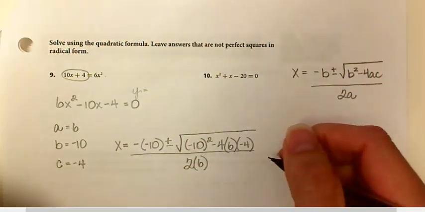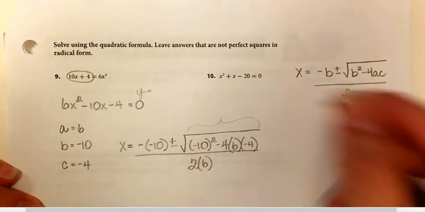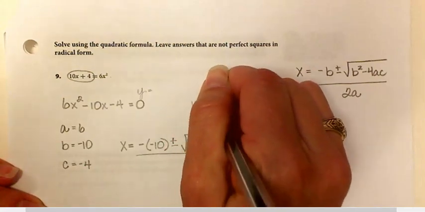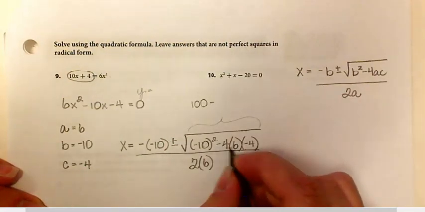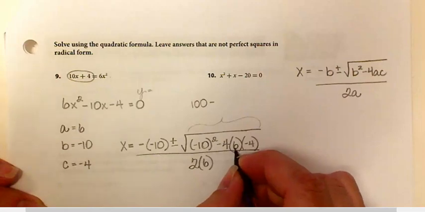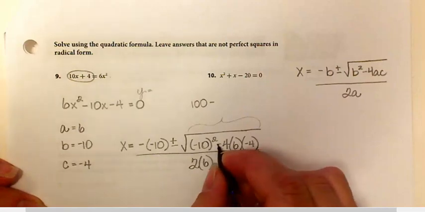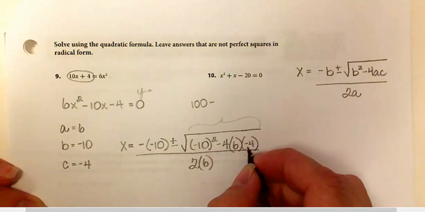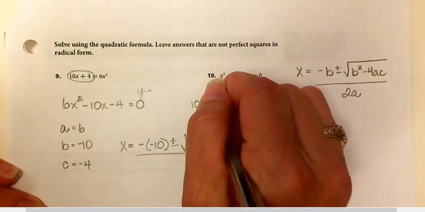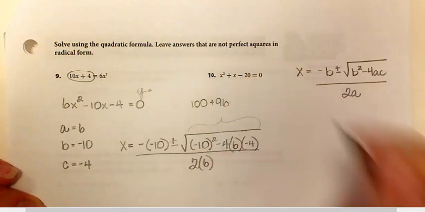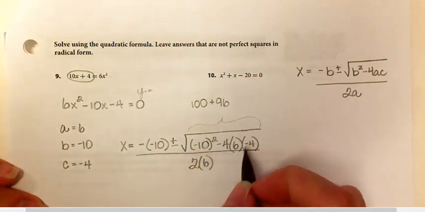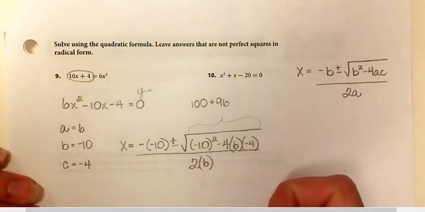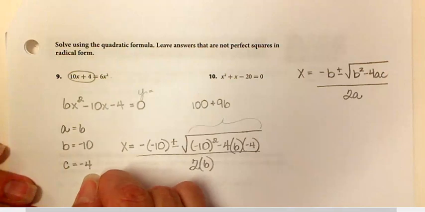Okay, so the first thing I'm going to do is look at my discriminant and see if I even need to bother. Negative 10 times negative 10 is 100. 100 minus 4 times 6 is 24. Negative 4 times 6 is negative 24. And negative 24 times negative 4 is going to turn out to be a positive 96. So yes, I do need to keep going because I have a positive under the radical, which means I'm going to have two solutions.